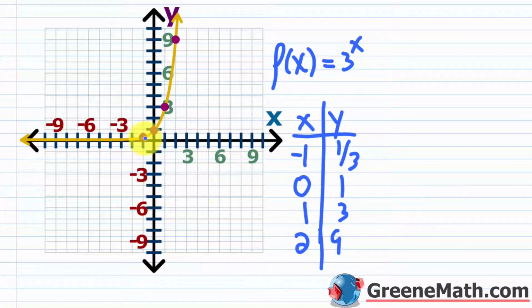We have -1 for the x value and 1/3 for the y value. And we have 0, 1. So 0 for the x value, 1 for the y value. And then 1 for the x value, 3 for the y value. And then 2 for the x value and 9 for the y value. So that's enough points to get an idea of what this guy looks like and sketch your graph.